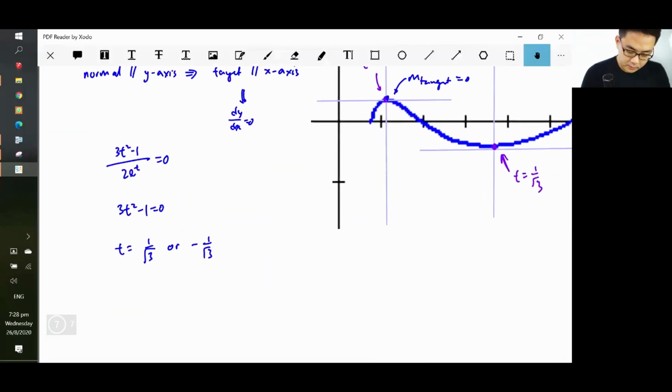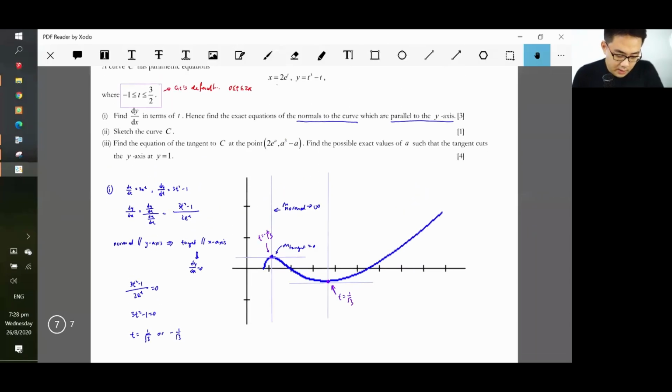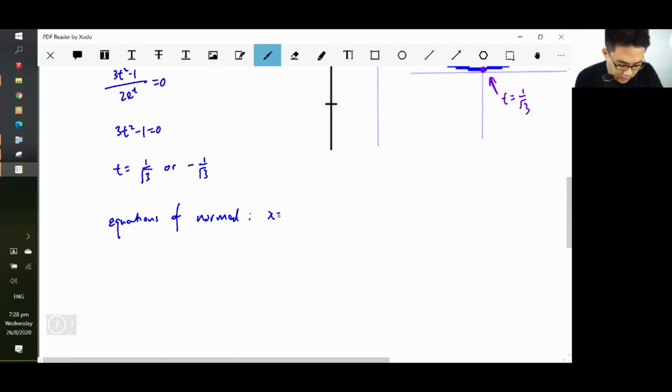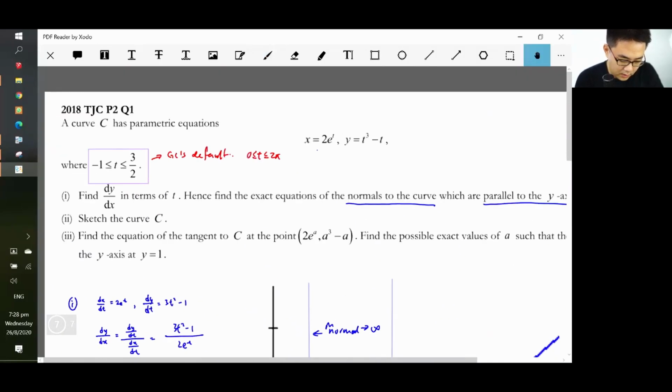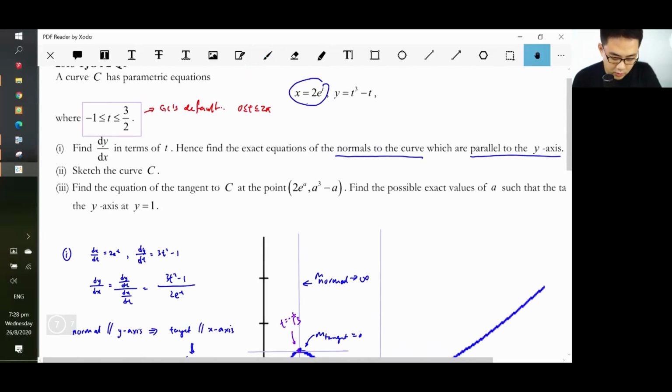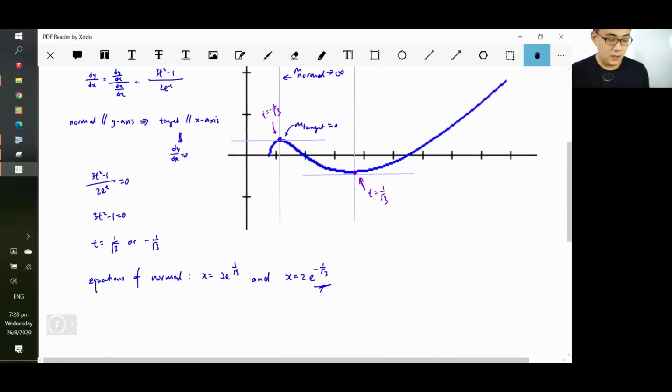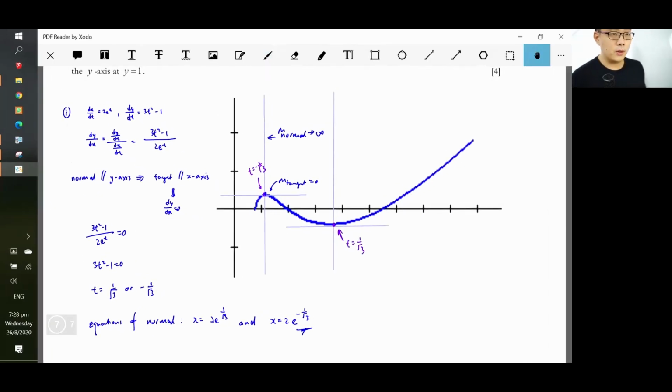Essentially, the equation of the normal would be x equals to, just sub into the equation here, because each point will correspond to this formula here. So it's 2e^(1/root 3) and x equals 2e^(minus 1/root 3). That's about it. I think it's pretty okay. This is quite okay.